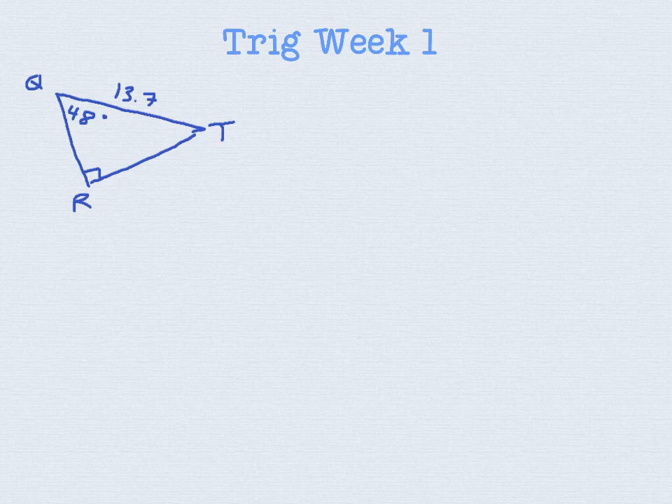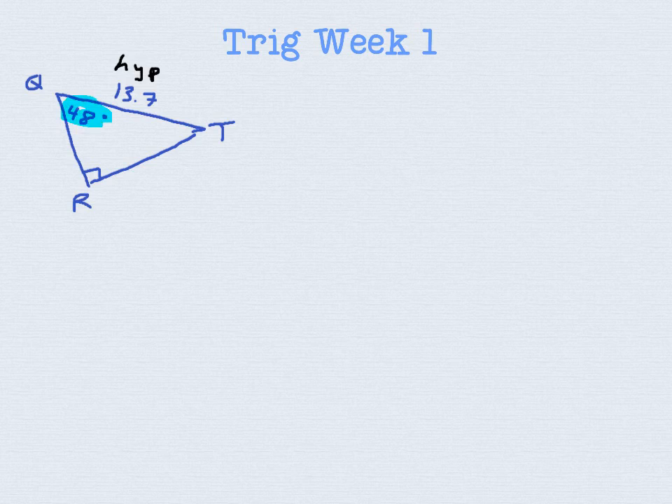In this right angle triangle, you can see that I've given you one acute angle and one side. The side that I've given you is the hypotenuse, and I've given you an angle. Now, in this question, I'm asking you to find all the missing parts. We're missing two sides and an angle.